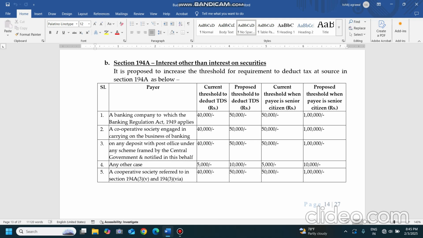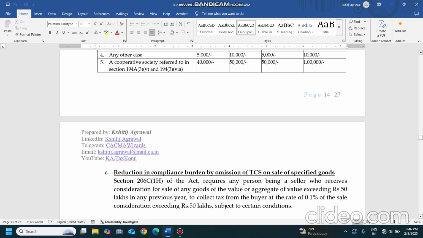So both thresholds have been increased in case of banking companies, cooperative banks, other cooperative societies, and post office schemes notified by the central government. In these four cases, the same limits were there and the same changes have been made now. The 40,000 limit for non-senior citizens has been increased to 50,000, and the 50,000 threshold for senior citizens has been doubled and increased to 1 lakh rupees. And in any other case, the limit was 5,000 in all the cases, whether he was a senior citizen or non-senior citizen. This limit has been doubled to 10,000 now. These are the changes brought in TDS.